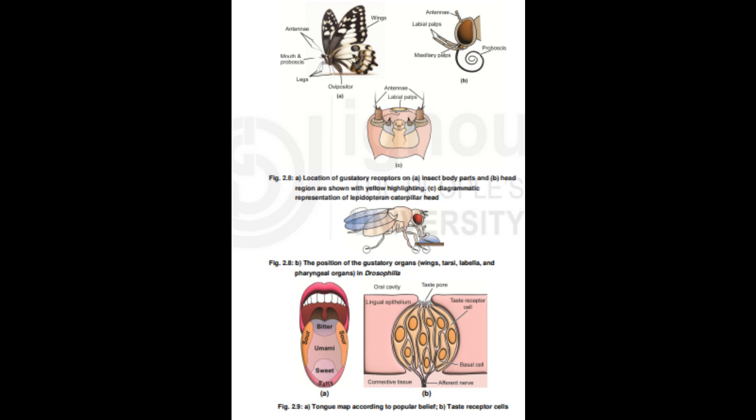Moreover, different types of kinesis are termed based on the type of stimulus, e.g., chemokinesis is kinetic movement with respect to chemical stimuli. Photokinesis is based on the gradient of light, etc.